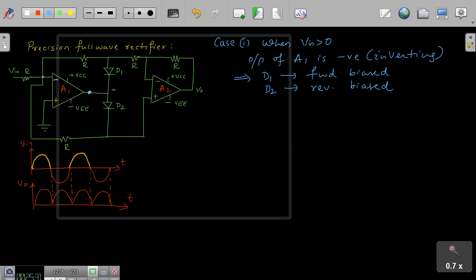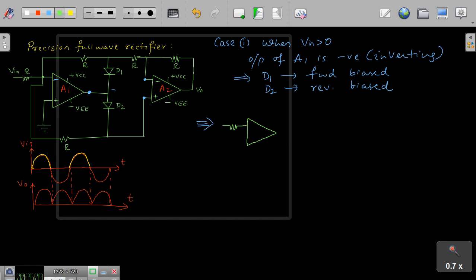Now when D1 is forward biased, your circuit is completed here itself. No current will flow through the second operational amplifier here. So this potential and this potential will remain the same. And because of this condition, when D1 is forward biased and D2 is reverse biased, you should be able to draw the equivalent circuit here, right? Equivalent circuit means how the circuit behaves under this circumstance.